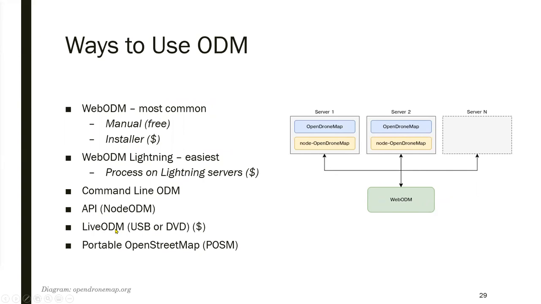LiveODM is another approach. That is, you don't have to install it on your computer at all. You just put it on a USB or a DVD. That stuff is prepackaged, it's portable, pretty easy to use, but it costs a little bit of money as well. So that's an approach that works for some people. And the Red Cross has a project called Portable OpenStreetMap, where they have hardware that they ship out pre-installed with OpenStreetMap and OpenDroneMap and a set of tools for people in disaster response scenarios. And so OpenDroneMap ships with that. If you happen to be working in that scenario, you would encounter it there as well. But these are the main ones. WebODM that you install, or through the installer or Lightning, are definitely the most common.